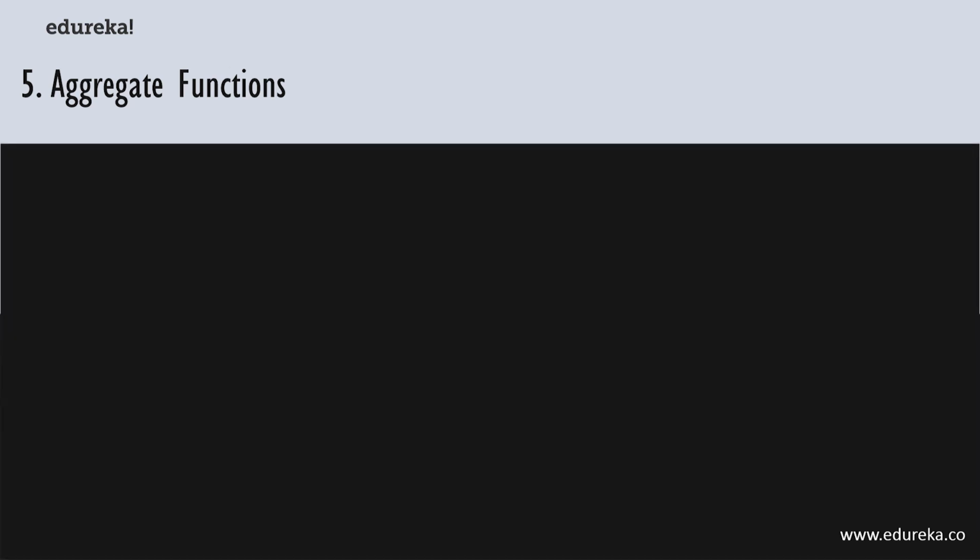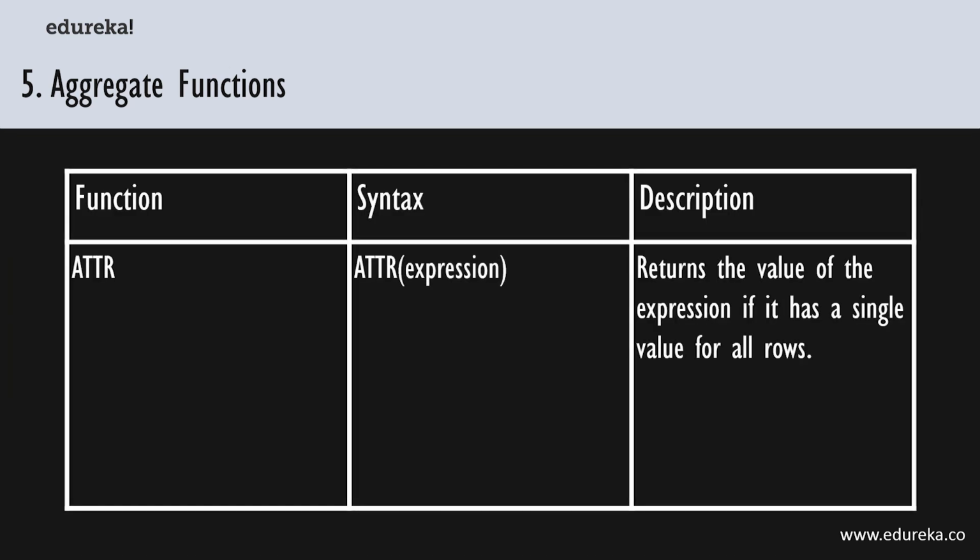So let's start with the first one. The first one is attribute. You might have seen through the course of this video how I have changed the default aggregate from sum to attribute many times over in this video itself. It basically returns the value of the expression like it has a single value for all the rows. So it is like one standard value. The null values hence are ignored.